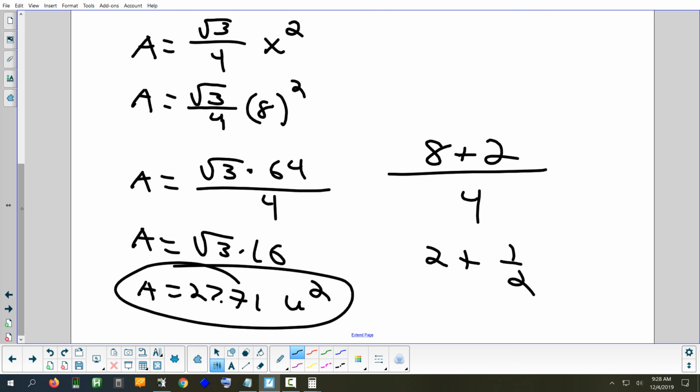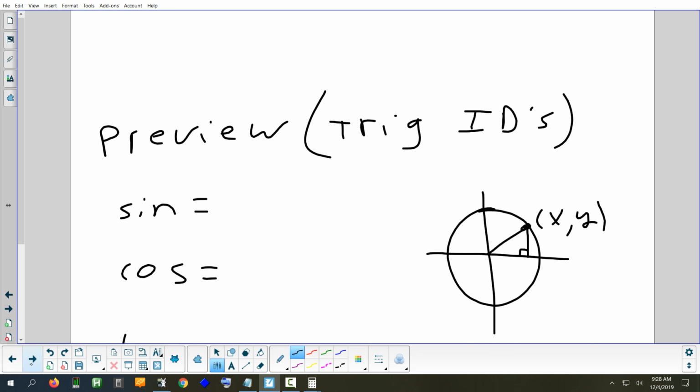Hey, anything else on that? Okay, so that's pretty much what we're going to look at with area of a triangle. So last thing I'm going to do for about 2-3 minutes is just kind of show you what's going to come out for the rest of the week.